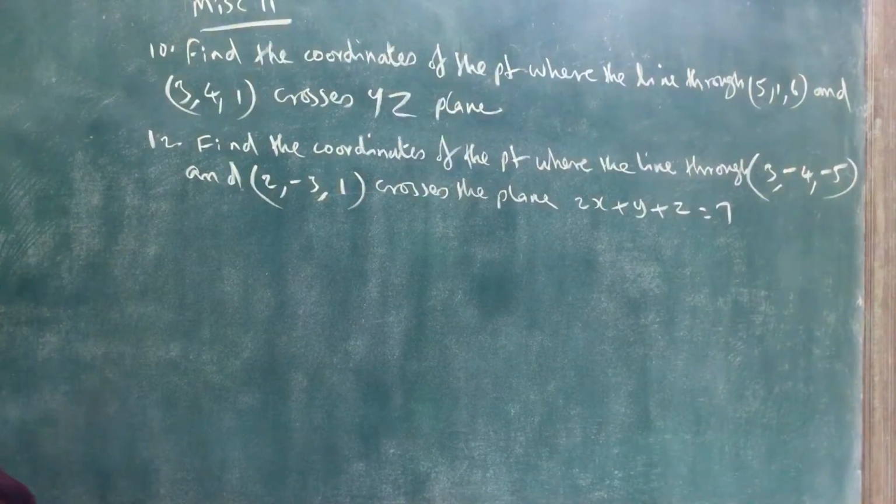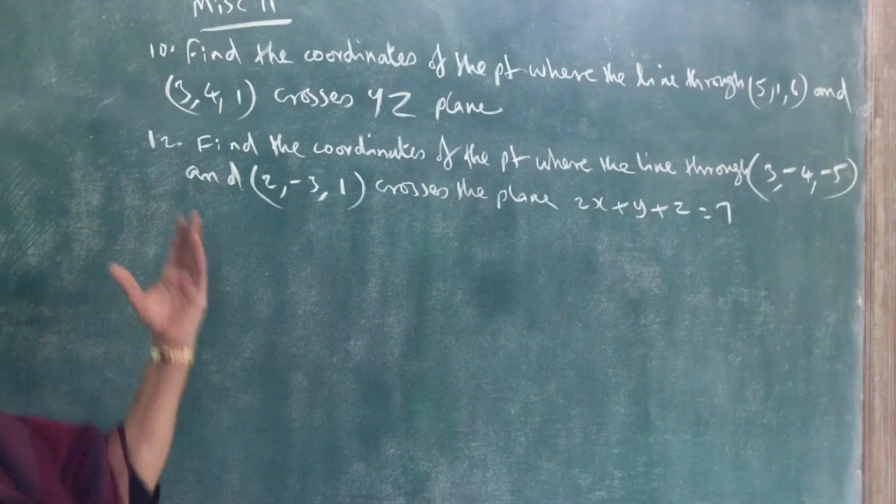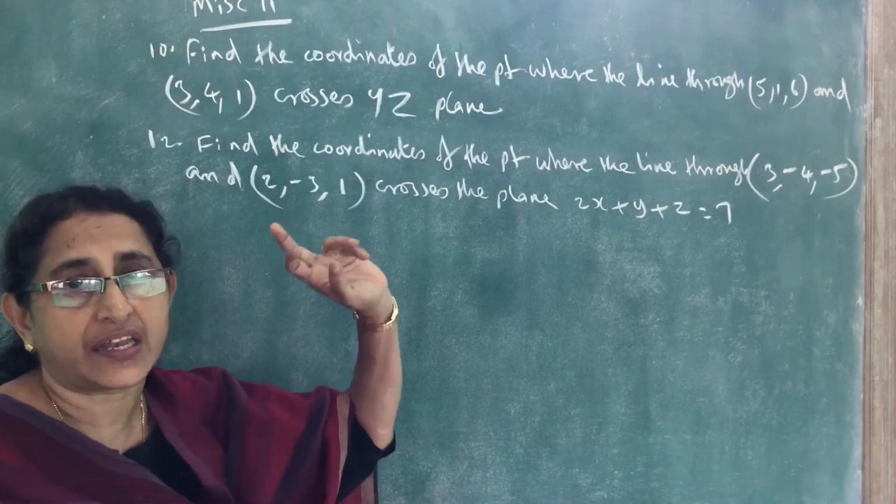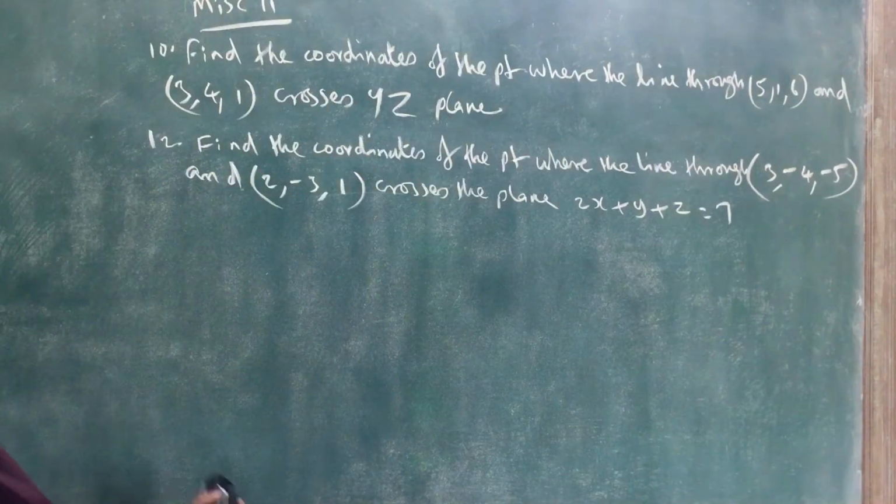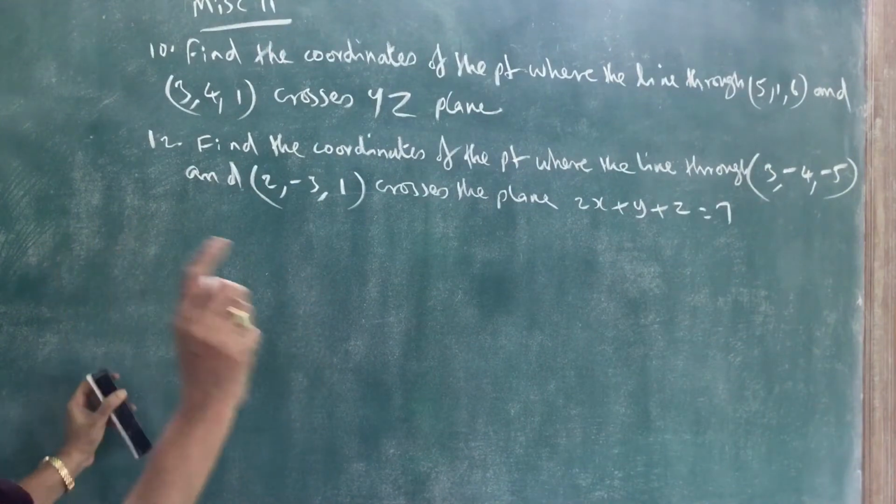10th one. Find the coordinates of the point where the line through (5, 1, 6) and (3, 4, 1) crosses the YZ plane. So we have to find the point of intersection of the line and the YZ plane. First we have to find the equation of the line passing through (5, 1, 6) and (3, 4, 1).